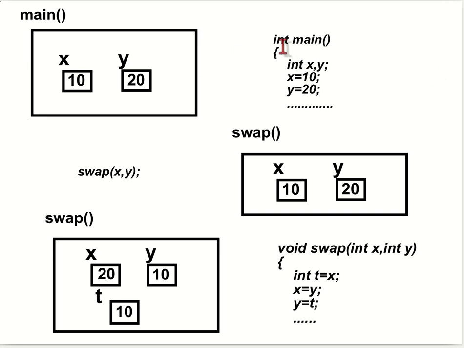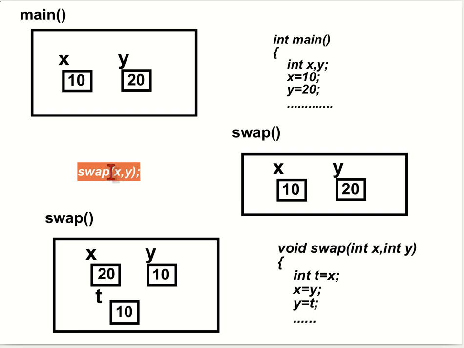Okay, so whenever main executes, it will create two spaces in this line. What happens here? x is equal to 10, y is equal to 20. So in x's place it is 10, and in y's place it is 20. Whenever it reaches the call swap(x, y), it is just passing a copy of this 10 to the swap. Okay, so what will happen inside the swap?